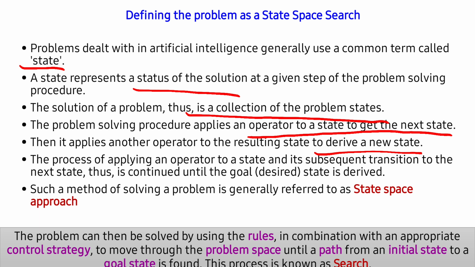This method of approaching a problem is called the state space approach. So you will always deal with a set of possible states that you will traverse, transiting from one state to another, and the current state will give you the solution. This problem can be solved by using the rules in combination with an appropriate control strategy that moves through the problem space until you find a path from the initial state to the goal state. This is specifically called search.